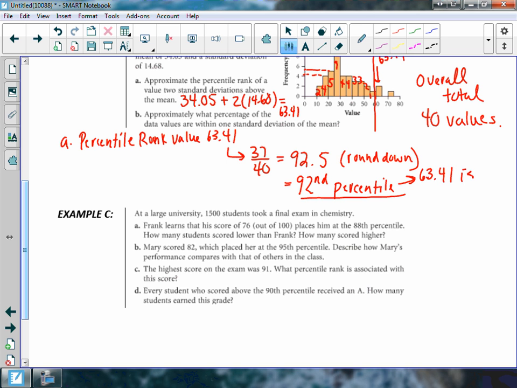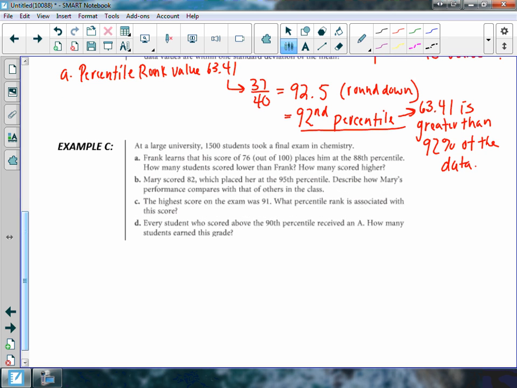63.41 is greater than 92% of the data. And that's what it means to have that percentile rank. And so, ladies and gentlemen, it's really important that you stop and think about 92nd percentile. It's not about how well or how good you did. It's about how you were compared to everything else. Take a minute, pause the video, and I'd like you to read example C and see if you can answer the questions on example C.